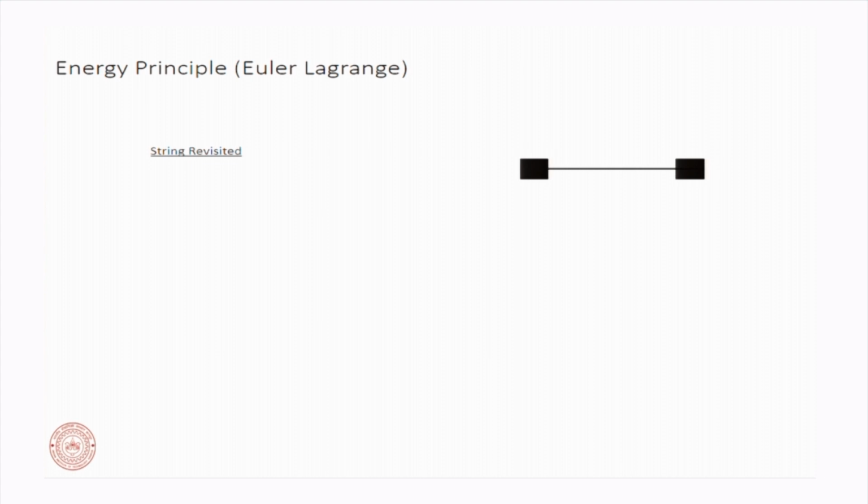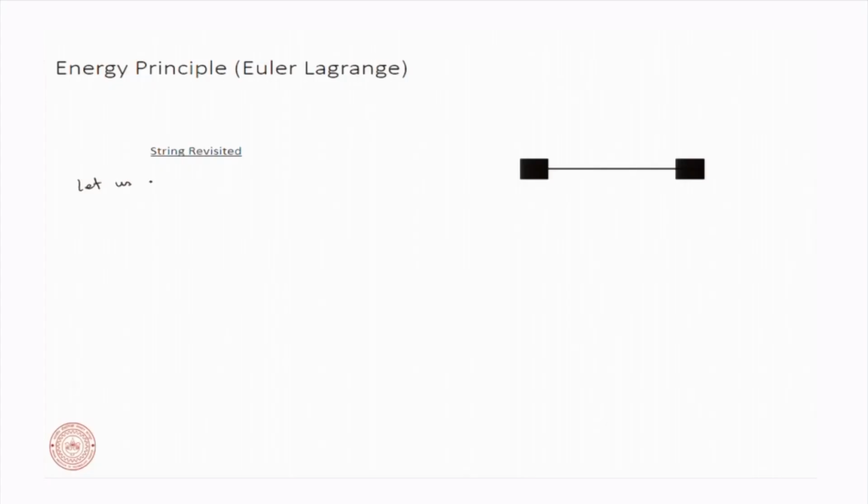So, let us consider the case of our string again. We are taking back our old string or membrane. If it is 2 dimensional, it is a membrane. Now, instead of doing the conservation of linear momentum or force balance, we are trying to look at it from the perspective of energy balance. Okay. So, let us consider the case of a 1D string as represented over here.